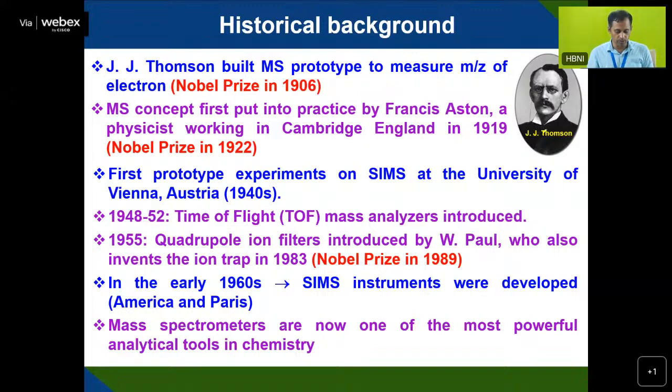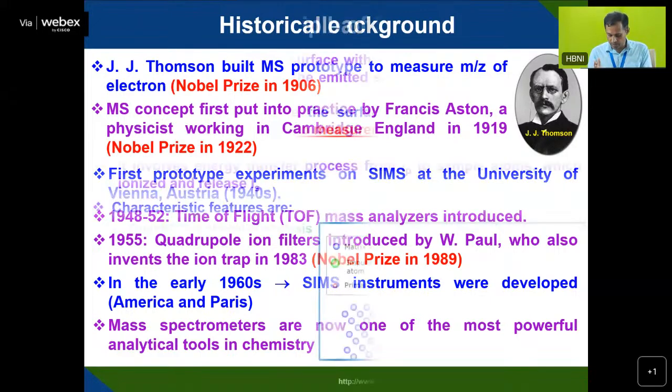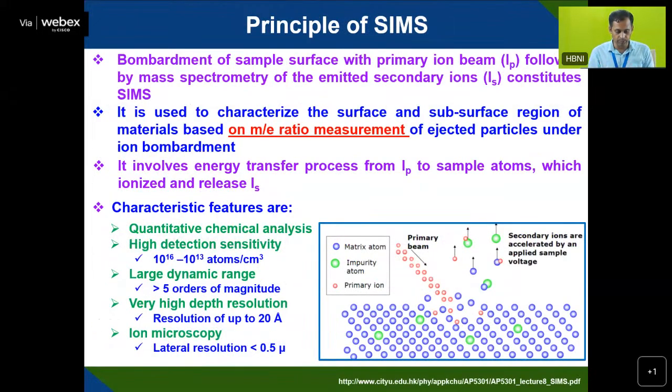Mass spectroscopy is now one of the most important analytical techniques, the secondary ion mass spectrometer. It is a combination of ion beams with mass spectrometry. Based on the mass to Z ratio, you will identify that particular element. And you can see here how it happens.